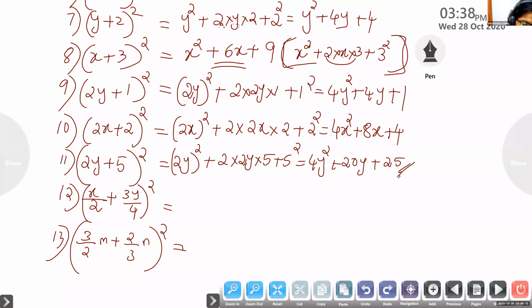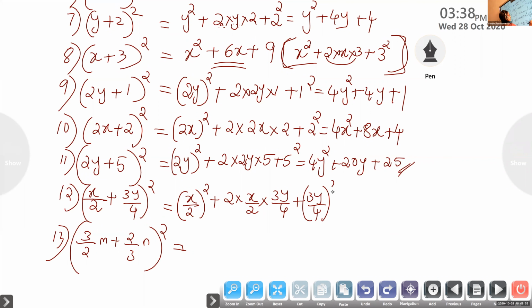The 12th one can be explained. This is x by 2. First term is x by 2 the whole square plus 2 into x by 2 into 3y by 4, the 2ab term, and 3y by 4 the whole square.